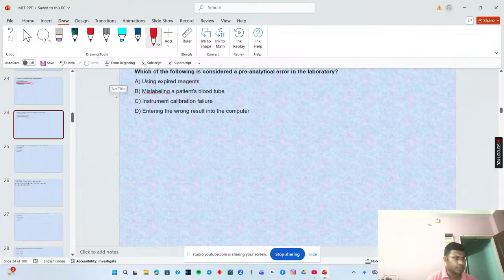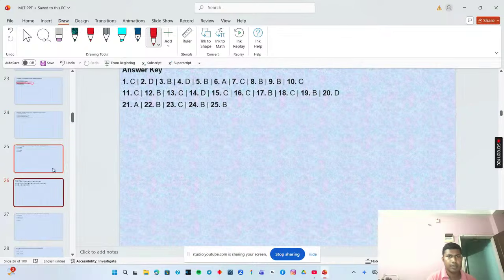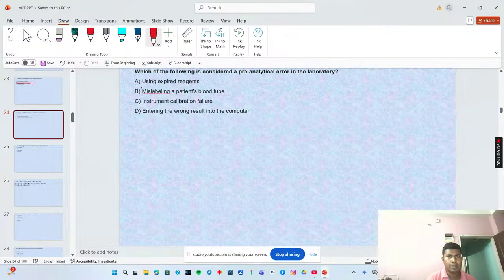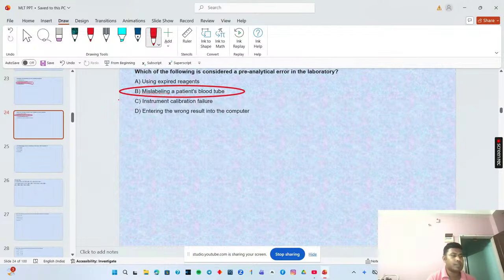Pre-analytical errors means the errors which can happen before analysis of a sample, and the answer will be mislabeling a patient blood tube. Suppose you have taken patient X's sample and you have written the name of patient Y on the tube. In that case, we can say that it is a pre-analytical error, because this error has happened before the analysis of that sample.